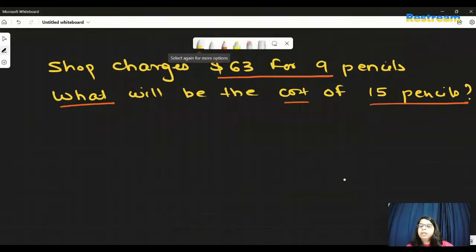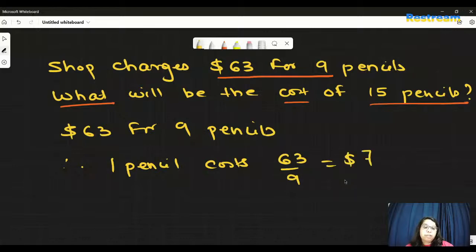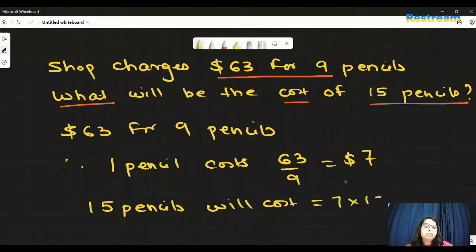So we are going to do $63 for 9 pencils. Therefore, one pencil costs 63 divided by 9, which is equal to $7. Now, if one pencil costs $7, 15 pencils will cost 7 times 15, which is equal to $105. So this is my final answer.